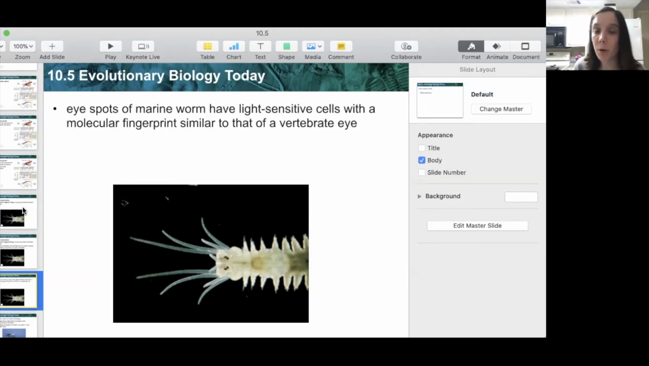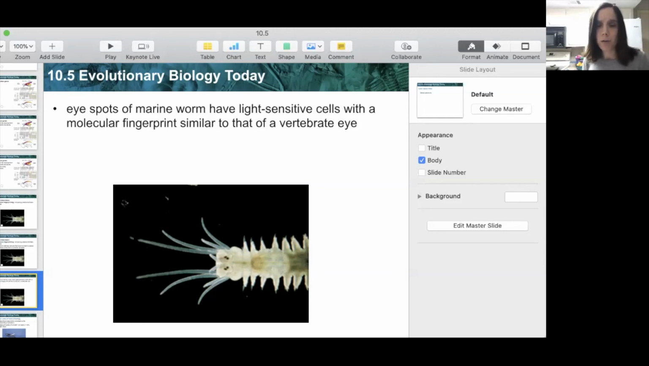So for example, the eye spots of the marine worm have light-sensitive cells with a molecular fingerprint similar to that of a vertebrate eye. So this worm has an eye spot. It's not really an eye. An eye spot doesn't see images. It really just sees light and dark areas. And the worm goes to the dark. So an eye spot does have cells, though, that do detect light, just like other eyes do.